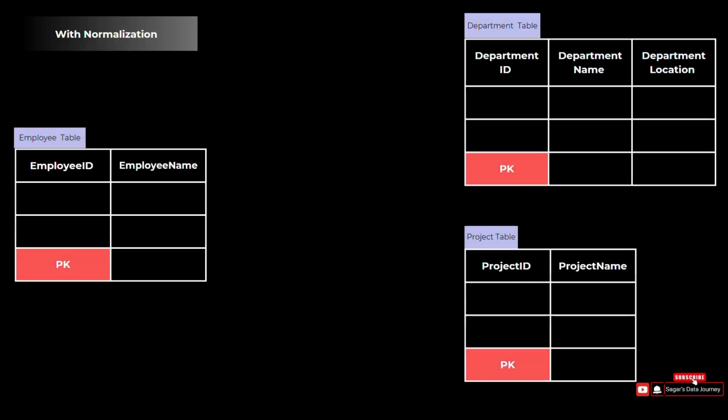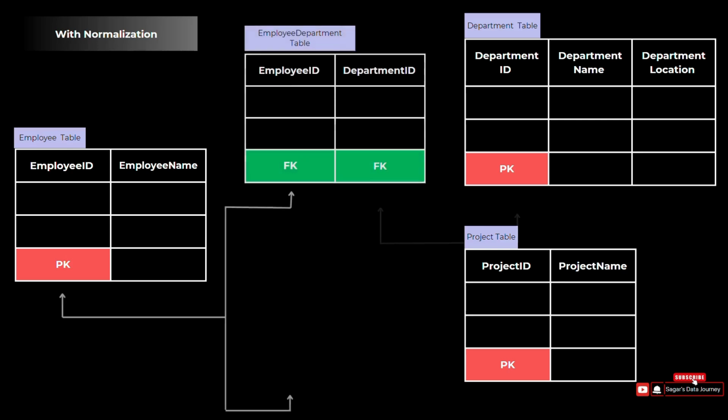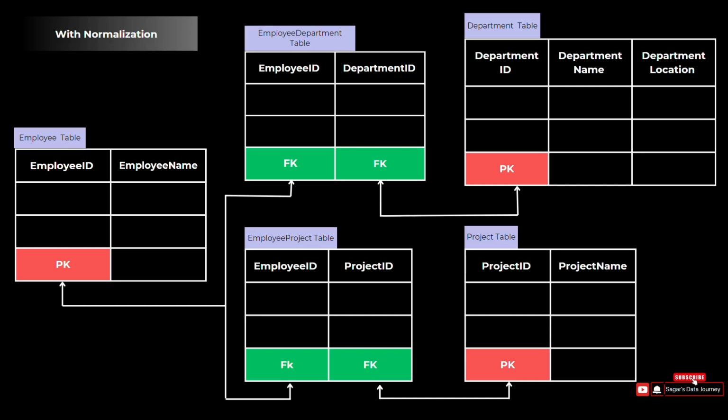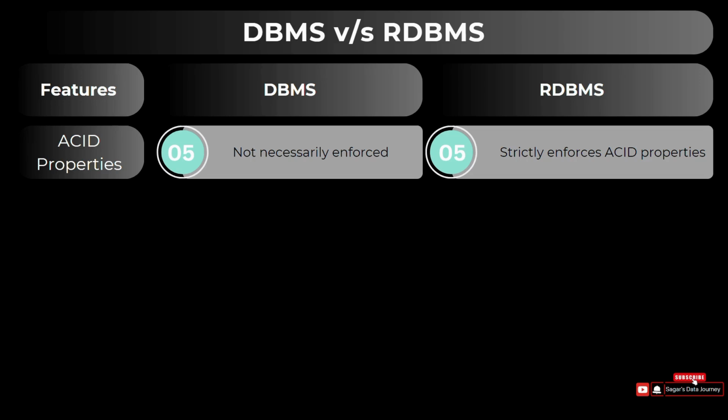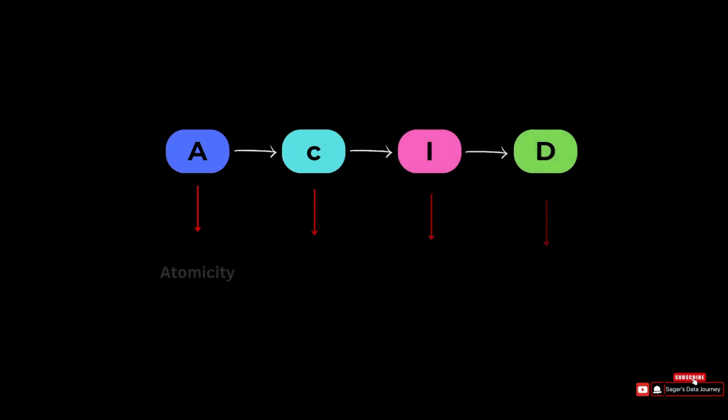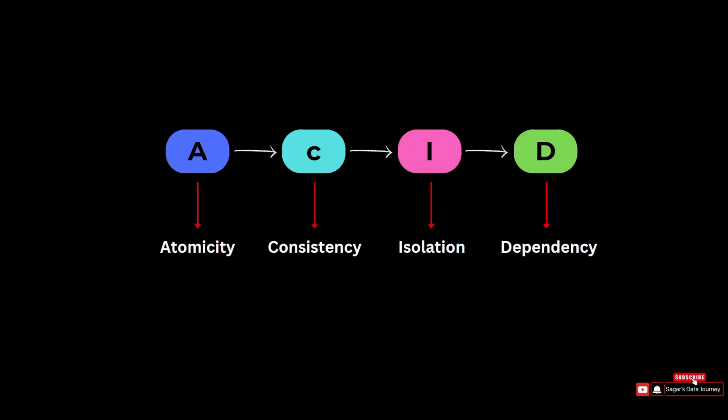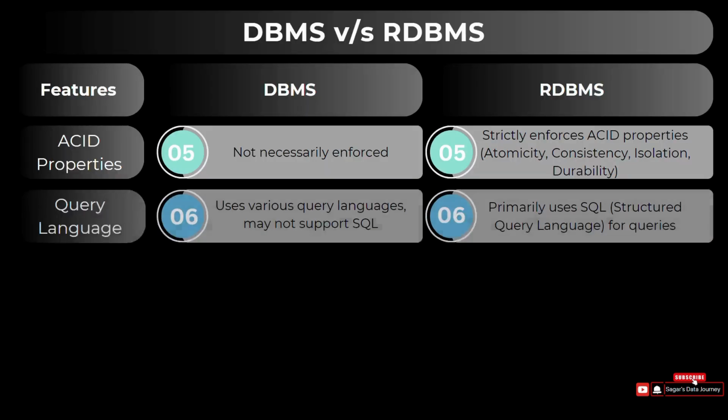And this is the same employee table after normalization, where separate tables are created to store the information about employees, department and projects. And these tables are created to connect each table with the employee table. ACID properties are essential for reliable transactions. DBMS might not enforce these properties strictly, whereas RDBMS strictly enforces ACID properties, where A is atomicity, C is consistency, I is isolation and D is durability.